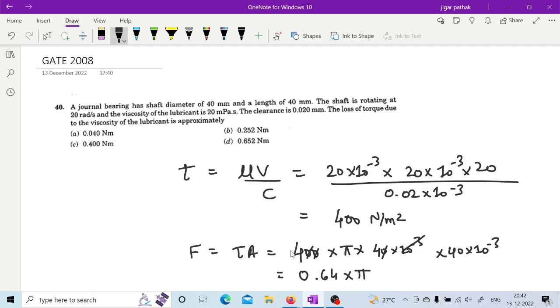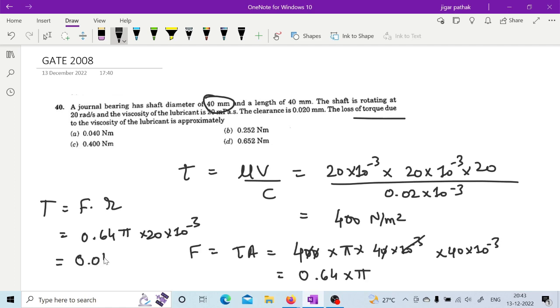Now what you are asked is the loss of torque due to viscosity, right? So this torque will be this force into radius. Radius is 20 mm, 20 into 10 raised to minus 3, right? So now tell me, what is this torque? It is 0.04 Newton meter. Right, so this will be your answer.